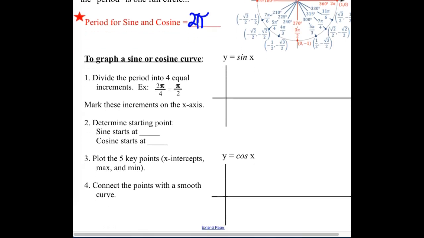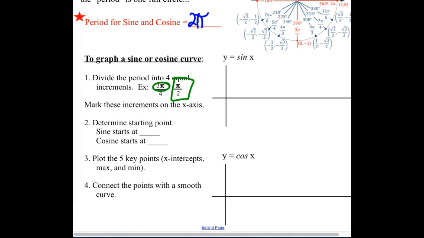To graph a sine or cosine curve, it says to divide the period into 4 equal increments. So what I always do, we take our normal period of 2 pi, we want to cut it into 4 pieces. Well, what's 2 pi divided by 4? 1/2 pi, right? So my increments are going to go by half pi's. Okay? I need 4 of them. For one complete cycle, I have to get out to 2 pi.